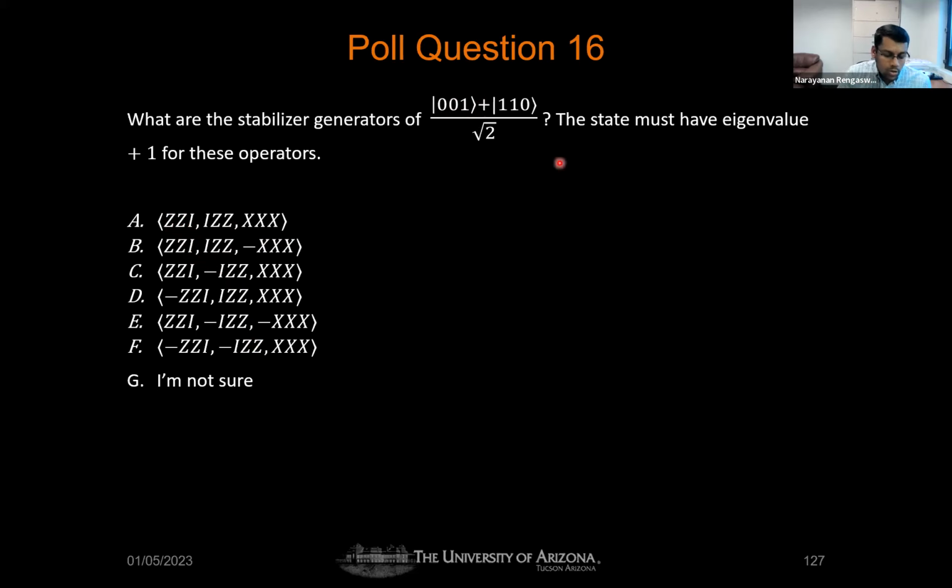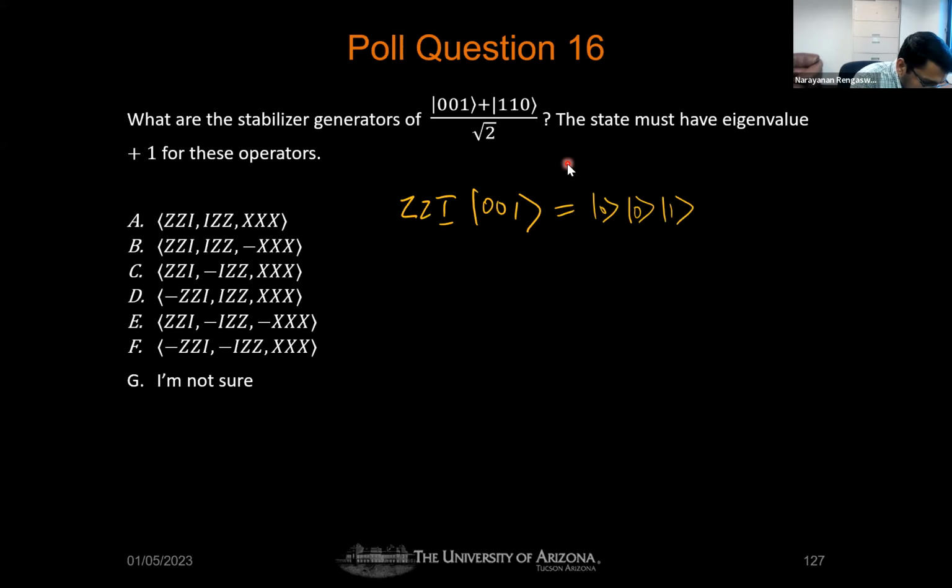And if you apply it to 0, 0, 1, what do you get? So let's do this quickly. You take ZZI, you apply it to 0, 0, 1. What do you get? Z acting on 0 is 0, and then Z acting on 0 is 0, I acting on 1 is 1. So you get back 0, 0, 1. So ZZI seems fine, right?